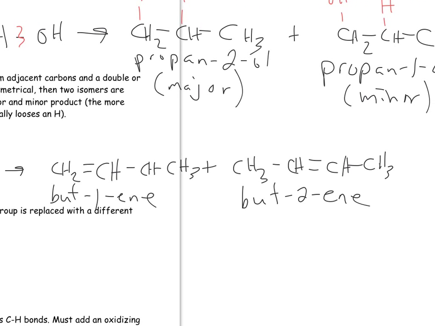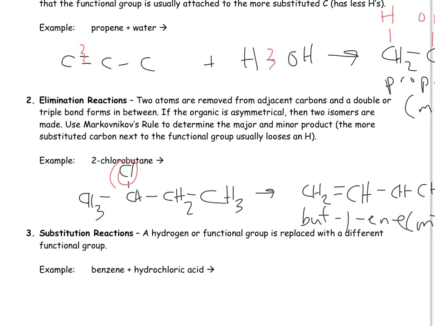We can then label our but-2-ene as the major product, and our minor product is going to be the but-1-ene. Now, if you're doing additions or eliminations and you have your reactants symmetrical around the bond or the functional group, then you only ever get one product. So you have to be aware when you're completing these types of reactions, are my reactants symmetrical or asymmetrical?